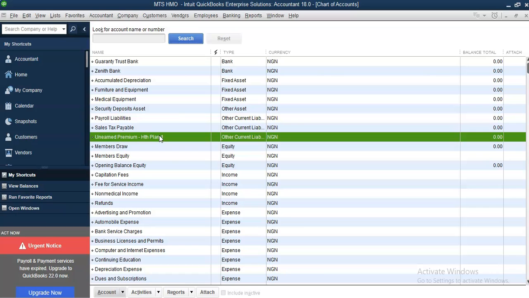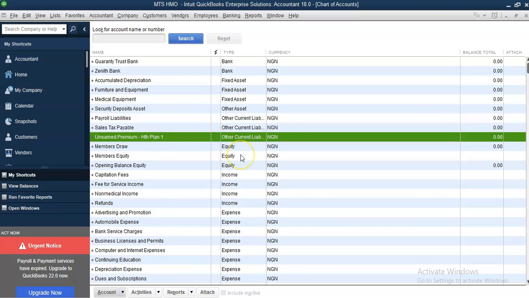You know, we can have different health plans. So you have Unearned Premium Health Plan 1, and Unearned Premium, you might not call it health plan, but it has a name, just for instance, Unearned Premium Health Plan 2. So those are your deferred income accounts. This is the account that will keep track of all the premium that I've actually collected from the corporate or individual clients that are yet to expire. So immediately we are raising our invoice, the money will be dropping in this account.